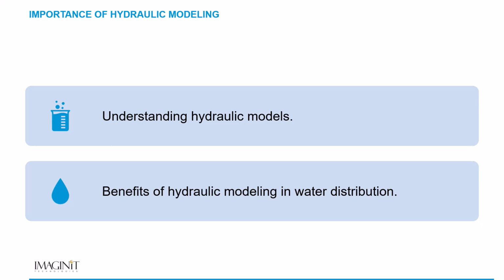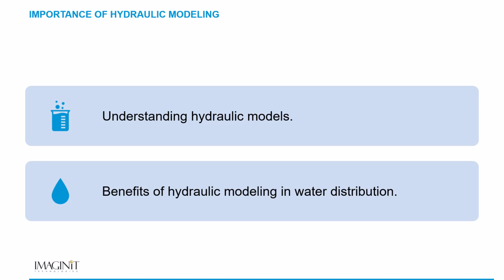It allows us to anticipate and solve problems before they escalate, ensuring a consistent and reliable water supply. Furthermore, it supports the efficient use of our resources, reduces operational costs, and enhances the overall resilience of water infrastructure against both routine challenges and unforeseen events. InfoWater Pro elevates hydraulic modeling to new heights with its advanced simulation capabilities. It offers a user-friendly platform that simplifies complex analyses, from evaluating the impact of new infrastructure to optimizing operations for energy efficiency.